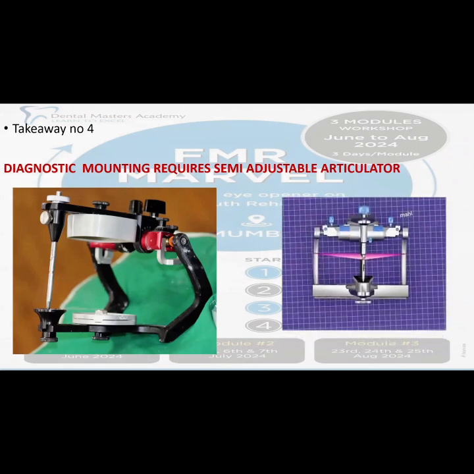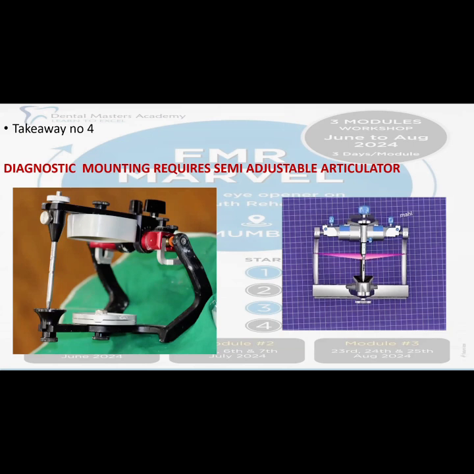Kindly use semi-adjustable articulators only when you do FMRs. Do not use mean value articulators, do not use hinge articulators, because if I use a mean value articulator, max to max, I would be having only static occlusion. Just opening and closure, that's all. But if I take a semi-adjustable articulator, or a fully adjustable articulator, then I have dynamic occlusion that I can check for or probably create in a restoration.